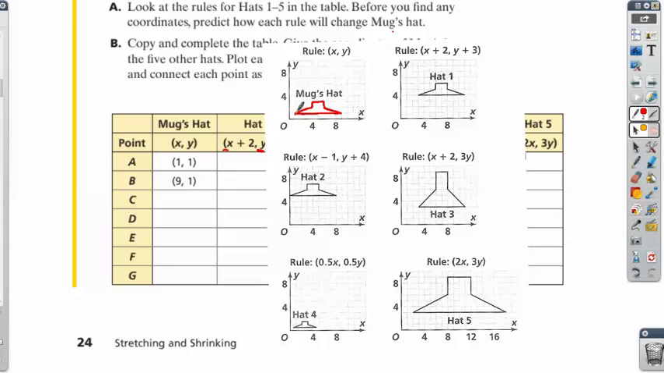Can I turn off the lights? Yes, you can turn off the lights.